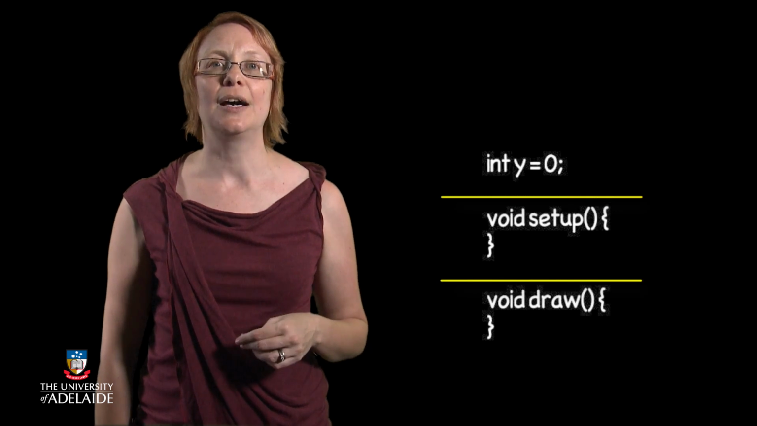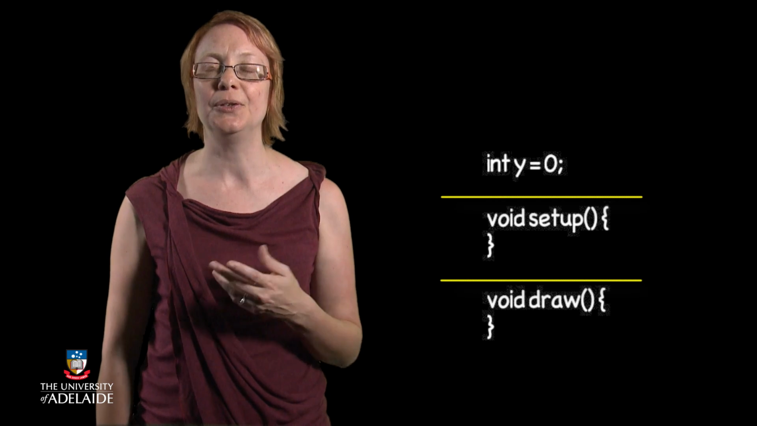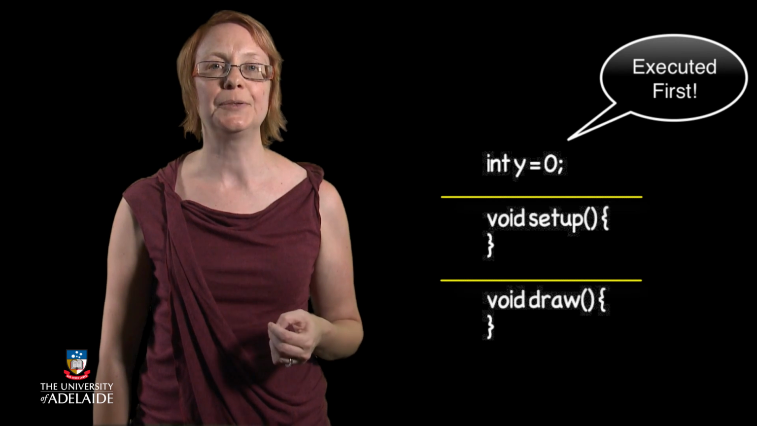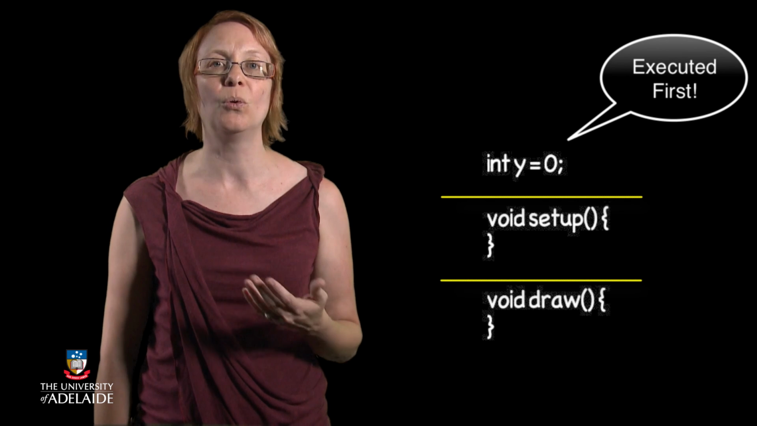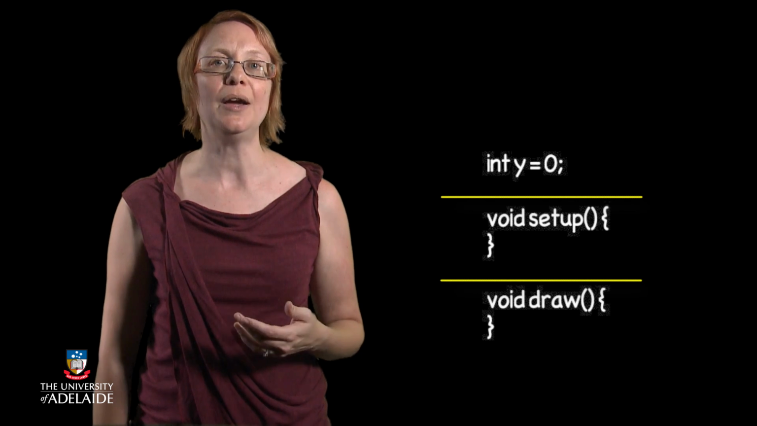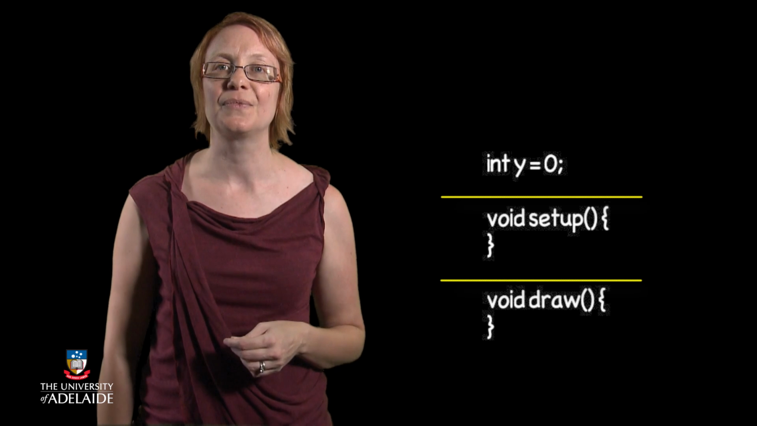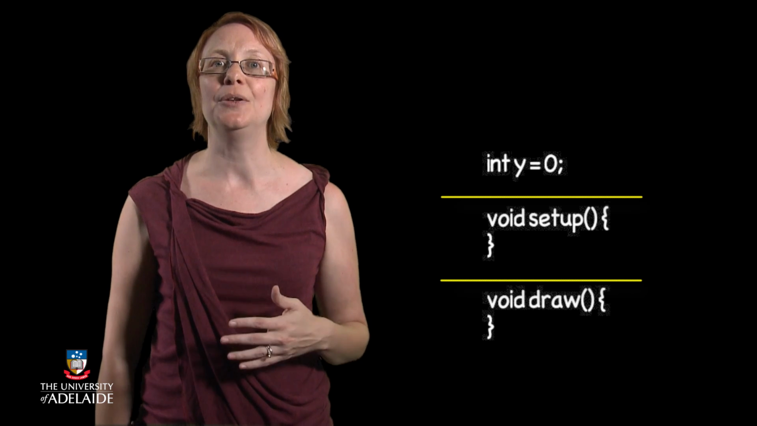We have three parts to this program, which are each executed in a slightly different way. Any code that is outside of the setup and draw functions is executed first. In this case, we are creating a single integer variable called y, which will represent the y-coordinate for our rectangle. As you can guess, this value needs to change every time we redraw our rectangle.